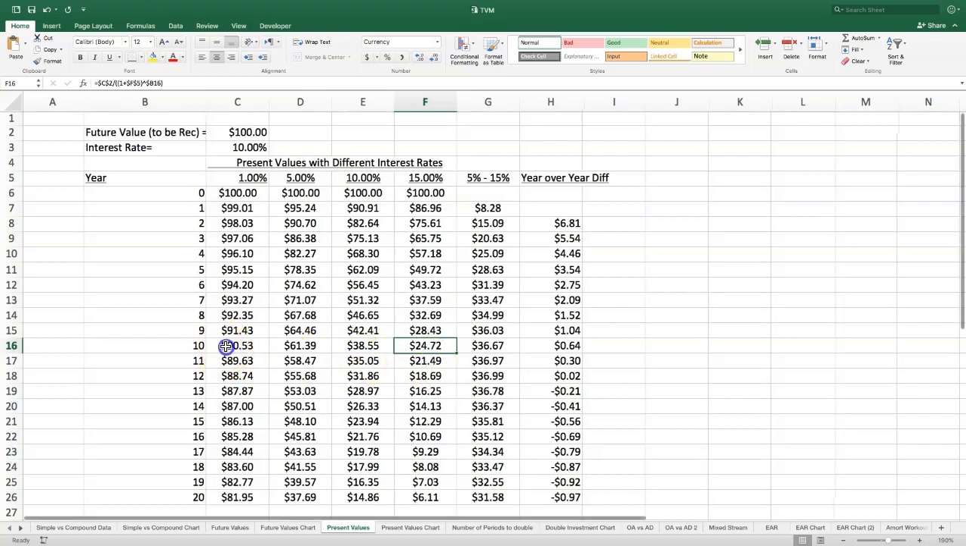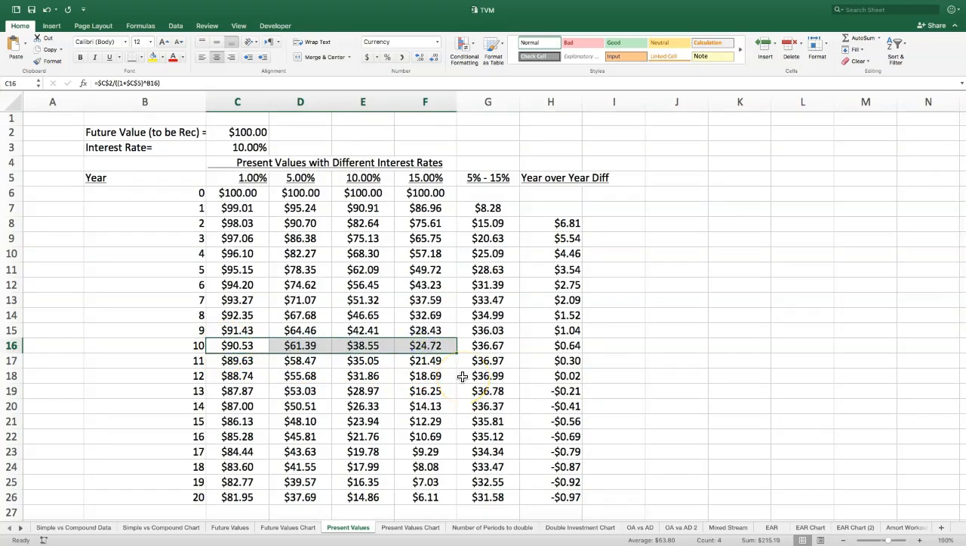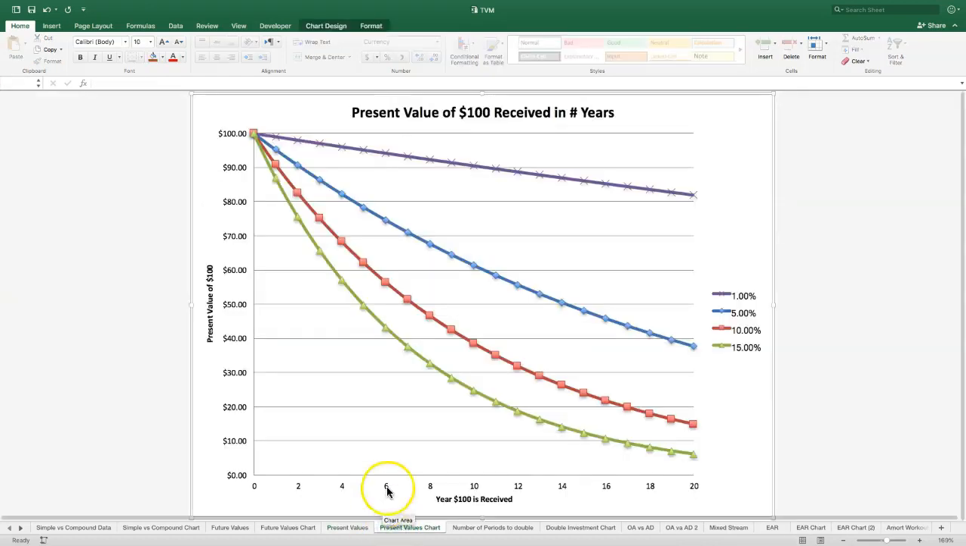And notice that the higher the interest rate, the lower the present value. So we have an inverse relationship between interest rates and present values. The higher the interest rate, the lower the present value. And this concept is going to be important when we get to valuation of stocks, bonds, and investments within the firm. Let's take a look at this relationship on a chart.